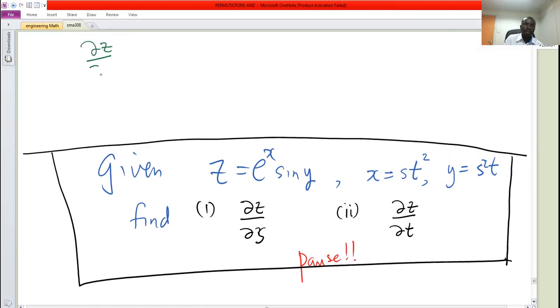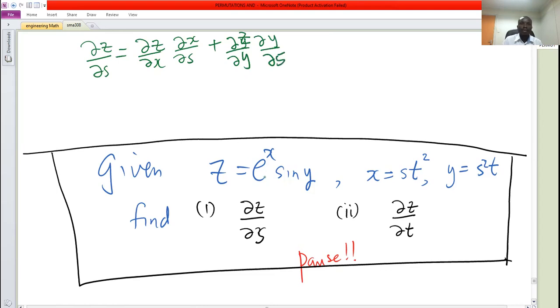∂z/∂s will be given by ∂z/∂x times ∂x/∂s plus ∂z/∂y times ∂y/∂s. ∂z/∂x will give us e^x sin y. ∂x/∂s, this with respect to s, gives us t². ∂z/∂y will give us e^x cos y.